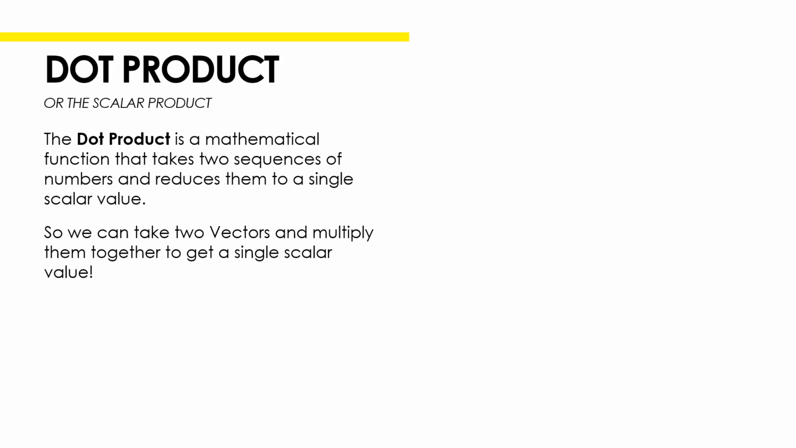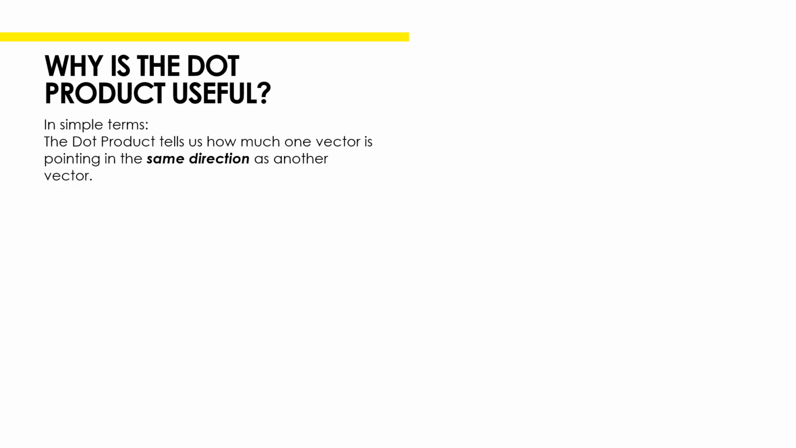The dot product, or the scalar product, is a mathematical function that takes two sequences of numbers (vectors are sequences of numbers) and reduces them into a single scalar value, so one number. So we can take two vectors and, for all intents and purposes, multiply them together and get a single value out of it.